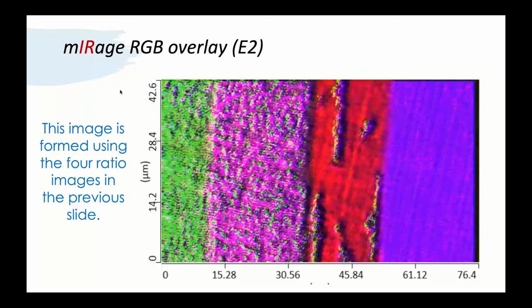And this shows an overlay of those 4 different ratios that were imaged in the previous slide. Again, seeing the distribution of the effect pigments and seeing the differences between the different paint layers is quite extraordinary.